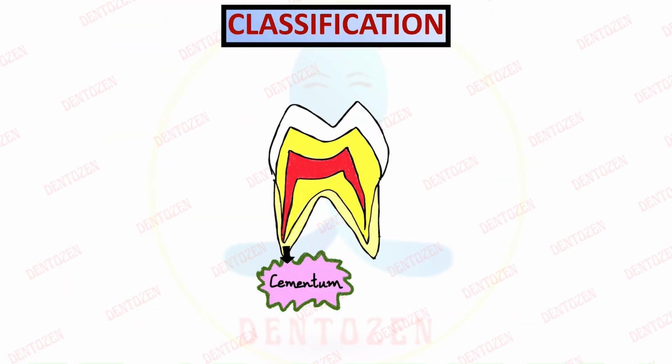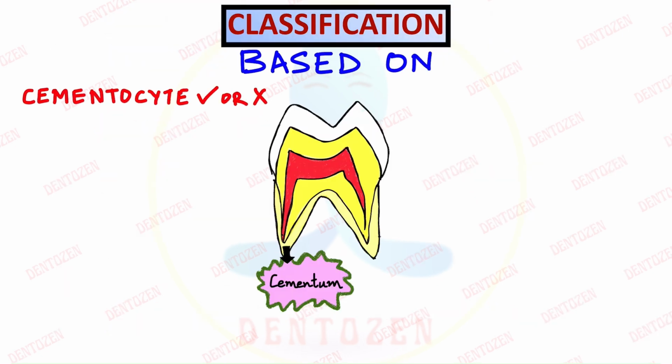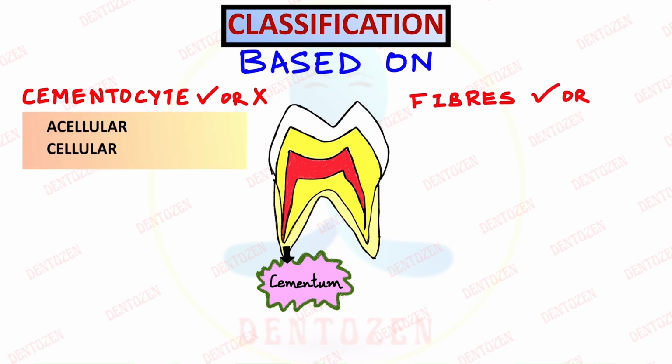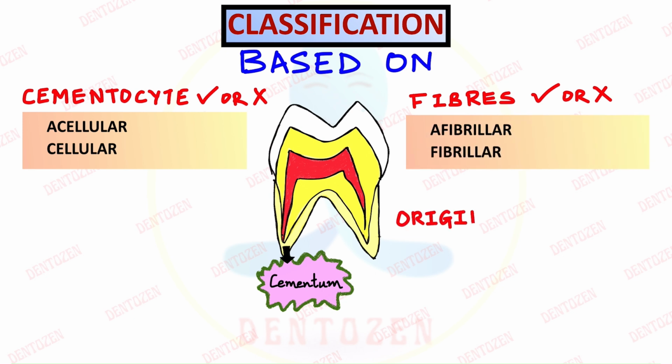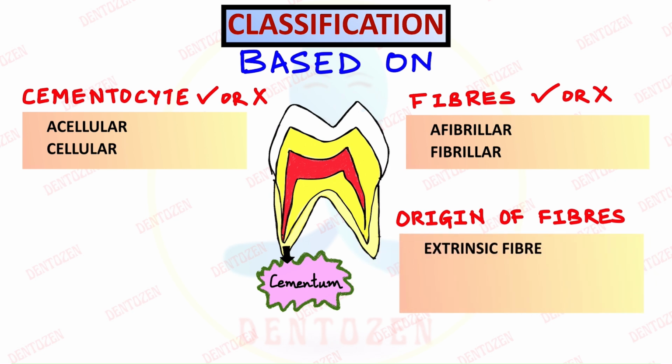So the classification of cementum can be based on so many things. Based on the cells, it can be acellular when cementocytes are absent, cellular when cementocytes are present. Based on fibers, afibrillar, fibers are absent, fibrillar, fibers are present. What type of fibers? Based on origin of fibers, it is extrinsic fibers when coming from PDL, intrinsic when formed by the cementoblast, and mixed when two fibers get mixed. So these first three classifications are based on cells and the fibers and what type of fibers.